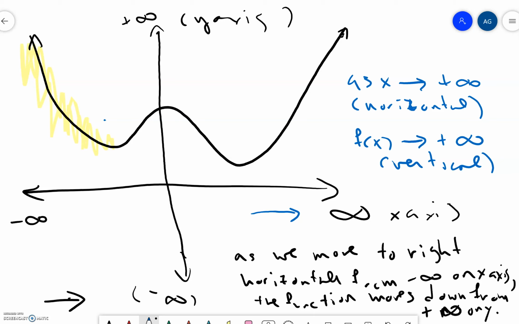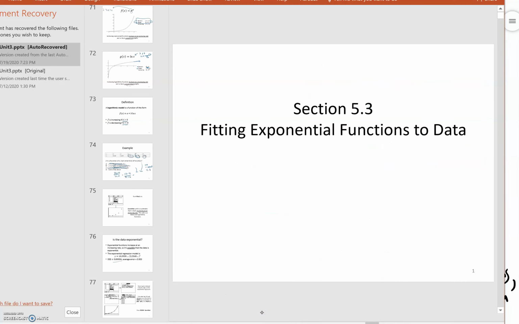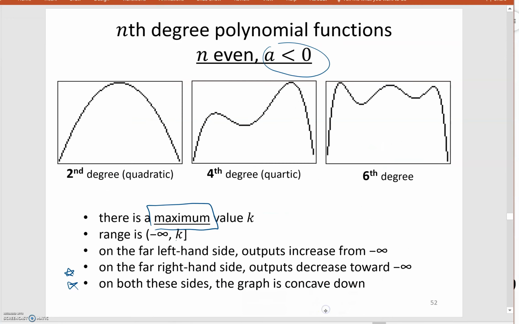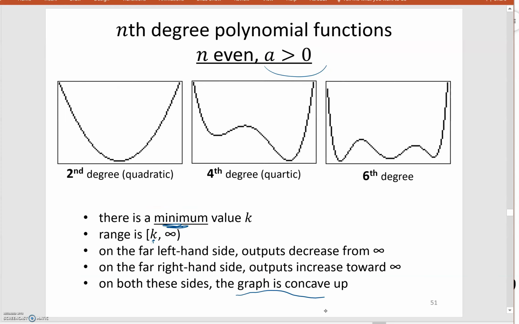And so let me go back to the PowerPoint. Trying to find, there we go. So this is what I was just talking about. On the far left-hand side, outputs decrease from infinity, and on the far right-hand side, outputs increase towards infinity. So that's what we mean. All right, I think that'll wrap up section 6.2.